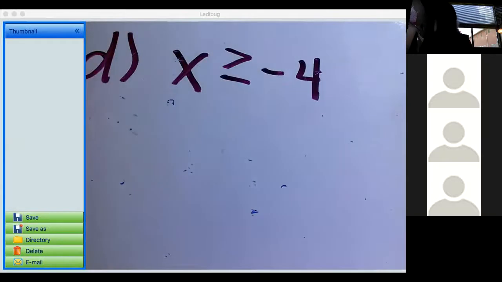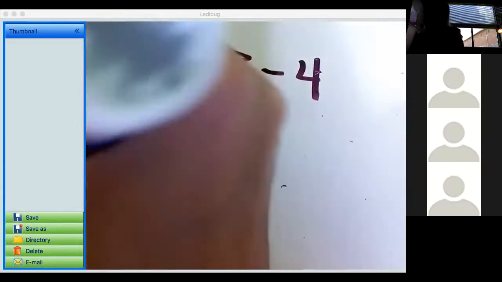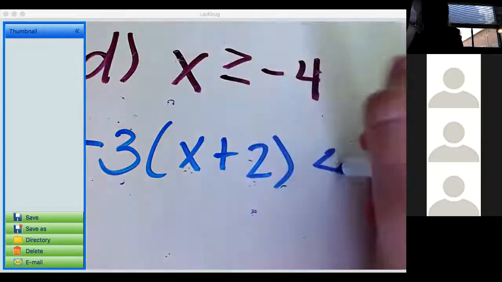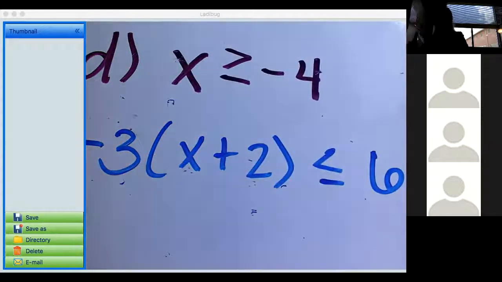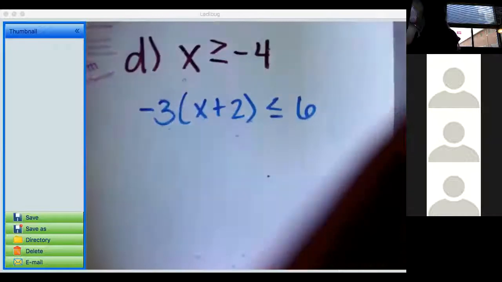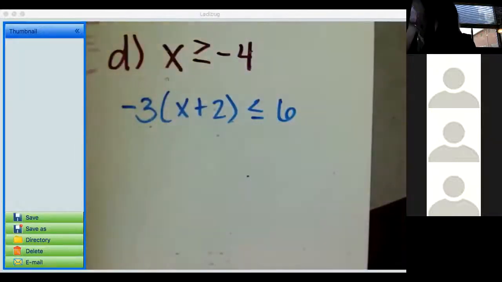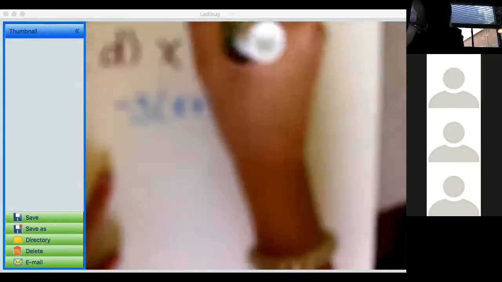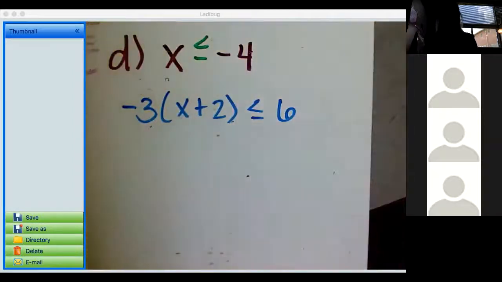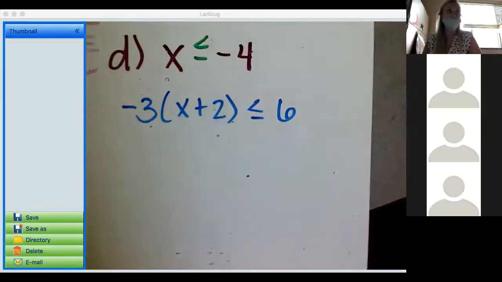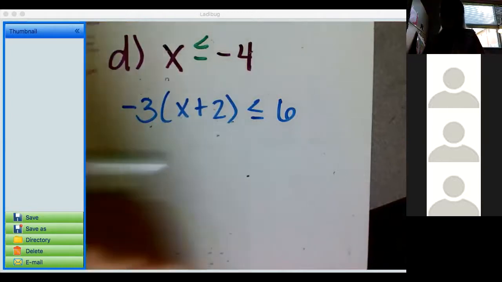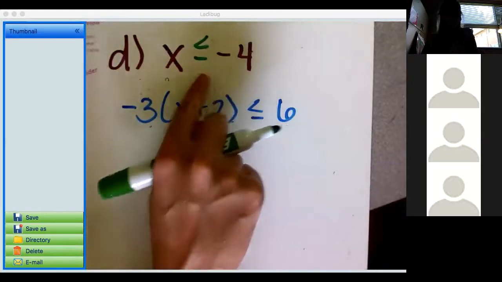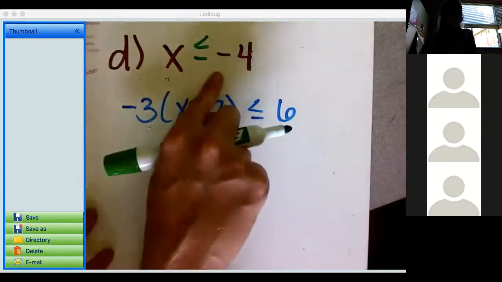My original equation was -3x + 2 ≤ 6. So let me show you what I saw a lot of you guys do. A lot of you did not flip your symbol. So let's check it with the wrong symbol and see what happens, okay? All right, to check this, we need a number less than or equal to -4. So y'all pick a number less than -4.